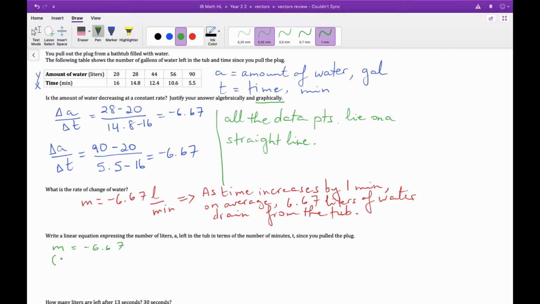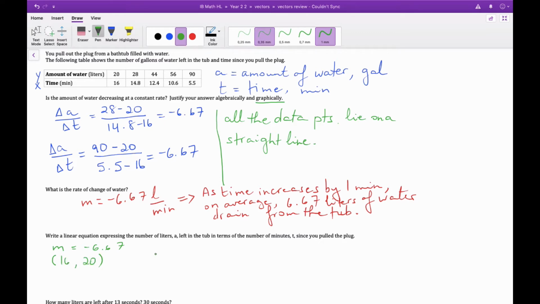So what point? Let's use this nice one, 16, 20 was our first one. I chose that one because there are no decimal places, nice numbers. Now I think it should be 20, 16. Oh, yes. Good catch. The 16 is our independent variable.